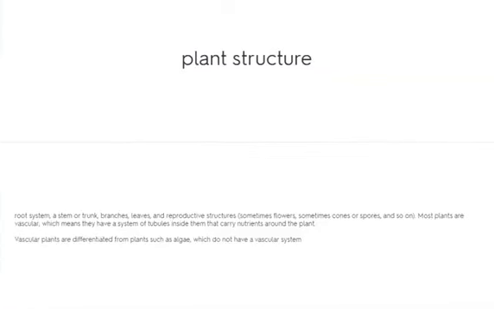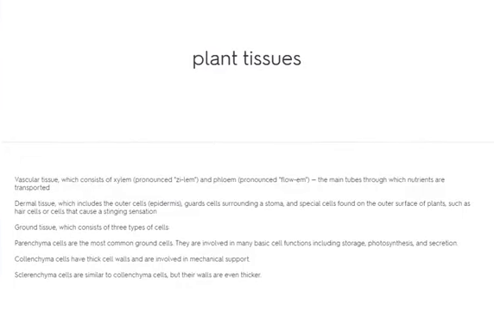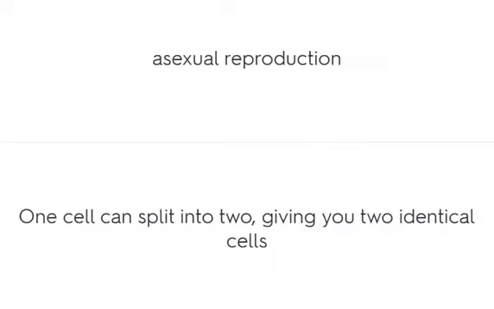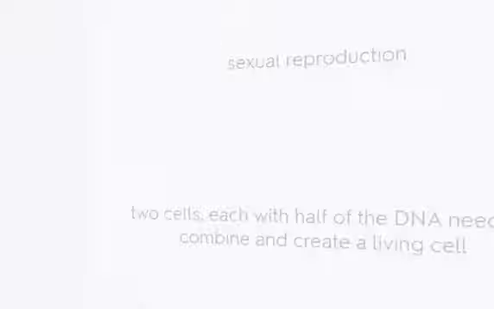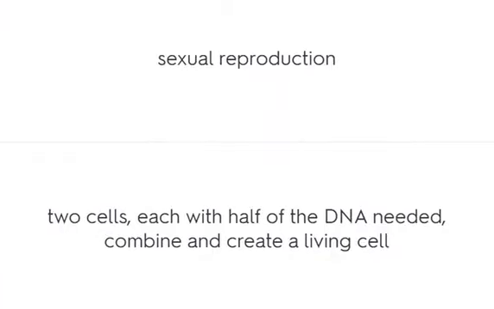Plant structure: root system, a stem or trunk, branches, leaves, and reproductive structures. Most plants are vascular, which means they have a system of tubules inside them that carry nutrients around the plant. Vascular plants are differentiated from plants such as algae, which do not have a vascular system. Plant tissues. Asexual reproduction. One cell can split into two, giving you two identical cells. Sexual reproduction. Two cells, each with half of the DNA needed, combine and create a living cell.